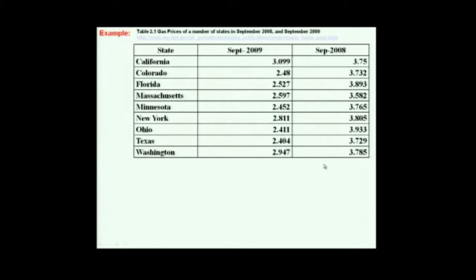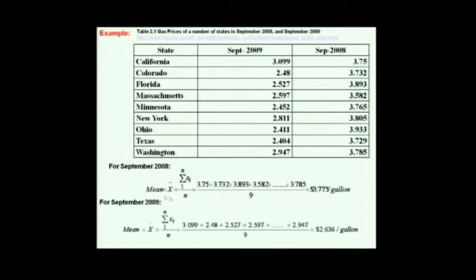The mean value here is important because if I can calculate the mean for 2008 by adding up the individual observation values of 2008, and divide by the number of observations, which is 9 here because we have 9 states, that will give me $3.77 per gallon. And then if I calculate the mean for 2009, which gives me $2.636 per gallon, you can see that 2008 was about $1 more per gallon than 2009.